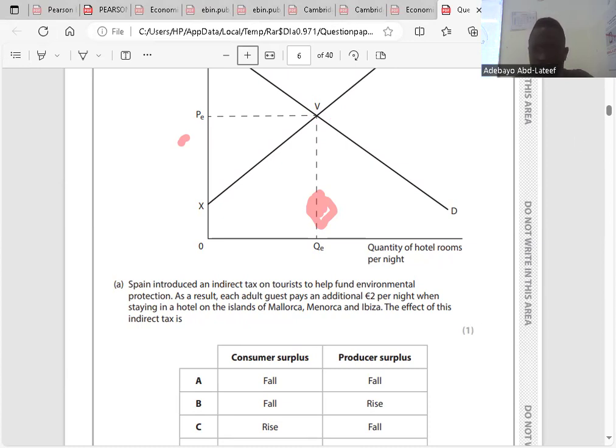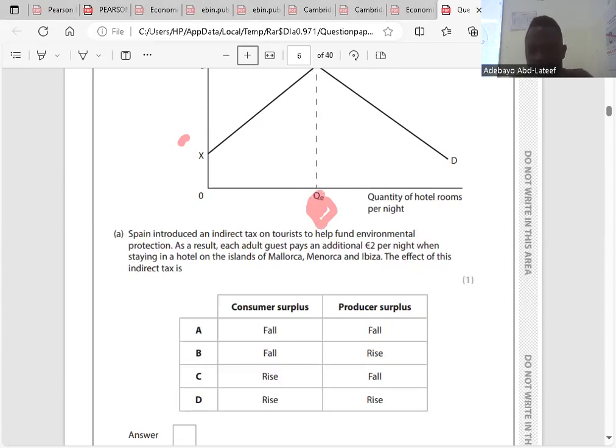For this question, they said an increase in the indirect tax, which has led to customers paying an additional 2 euros per night, would bring about what to the consumer surplus and what to the producer surplus. First, you have to define consumer surplus. Consumer surplus is the difference between the amount consumers paid and the price they are willing to pay.